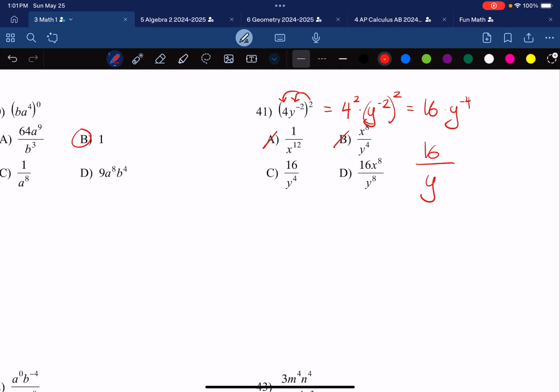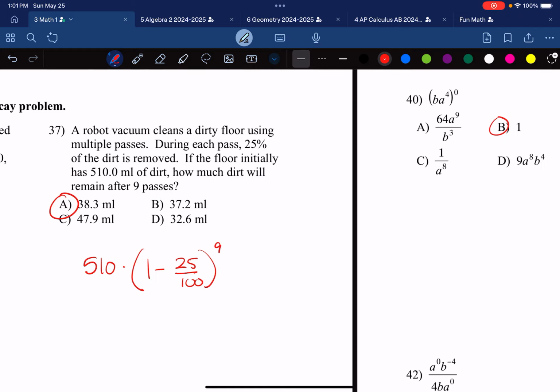It went to the bottom. It now absorbed that and turned into a positive 4, and that's going to be option C.